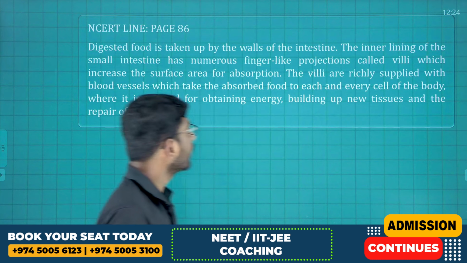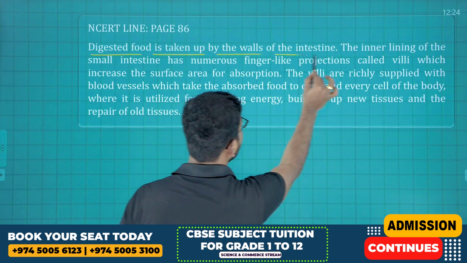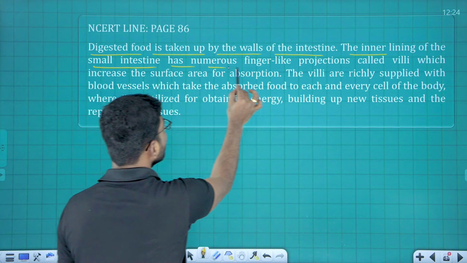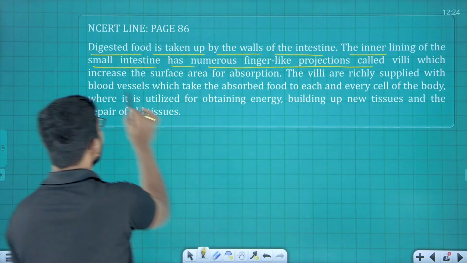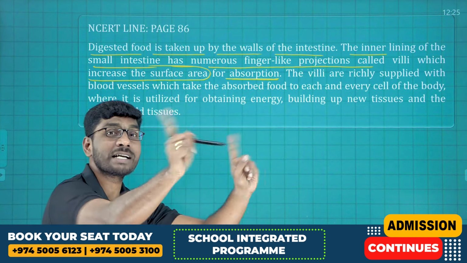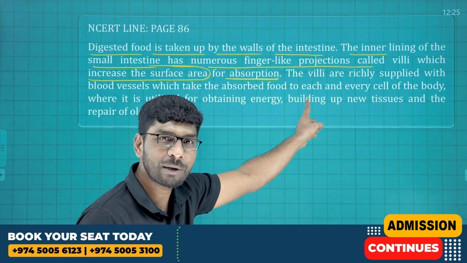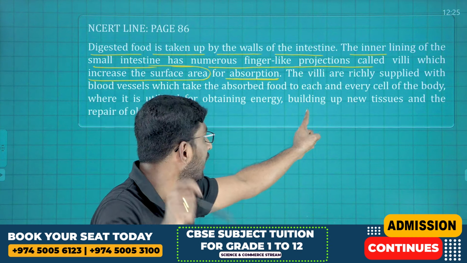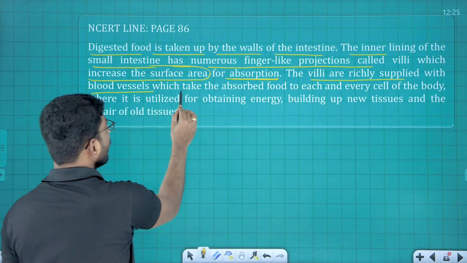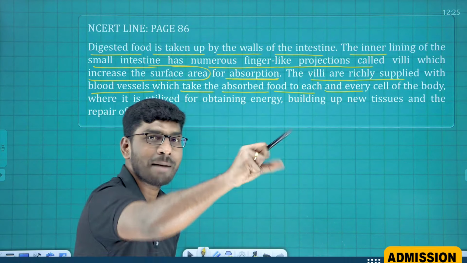Okay, next question. Look at what is clearly mentioned. Digested food is taken up by the walls of the intestine. The inner lining of the small intestine has numerous finger-like projections called villi, which increase the surface area for absorption, not for digestion. NCERT mentions, not for digestion. Are you with me, students? You got my point? So remember, read NCERT line by line. Let me finish this. The villi are richly supplied with blood vessels which take the absorbed food to each cell of the body. This is called what? Absorption.